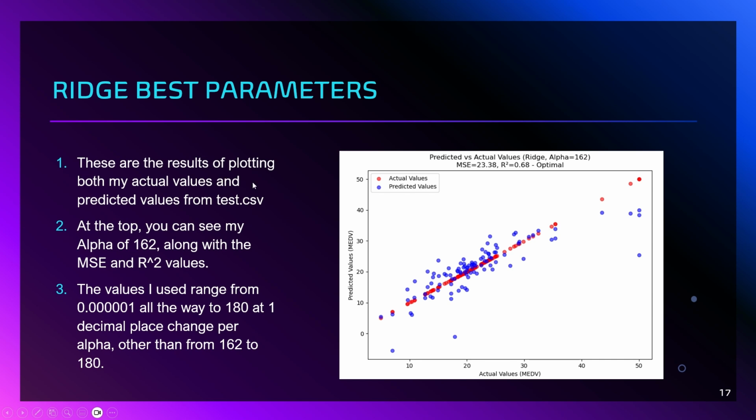These are results of plotting both my actual values and predicted. You can see the percentage of accuracy up here and my alpha of 162. And I ranged all the way from 0.000001 all the way to 180 at 1 decimal place change per alpha.